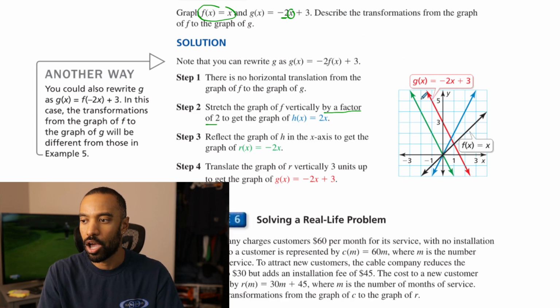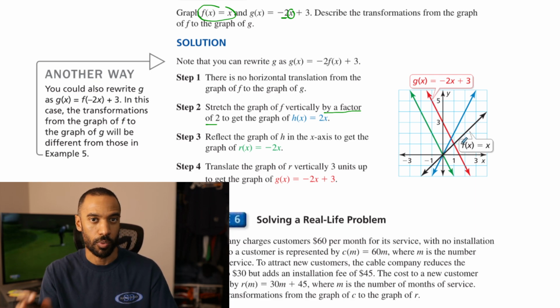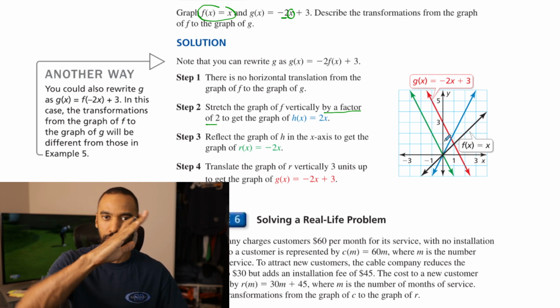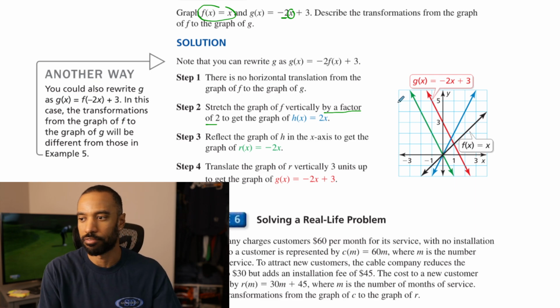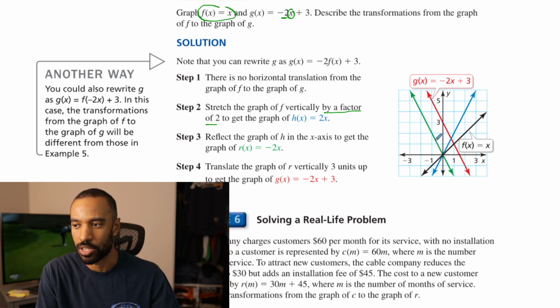So that's what the green graph's for. To take my black graph here and turn it into my red graph, if you literally wanted to do it, you could take it and you could flip it over. There's the reflection. You could stretch it 2 times taller, and that's the green graph. And now we can take the green graph and translate everything 3 units up, and that becomes the red.